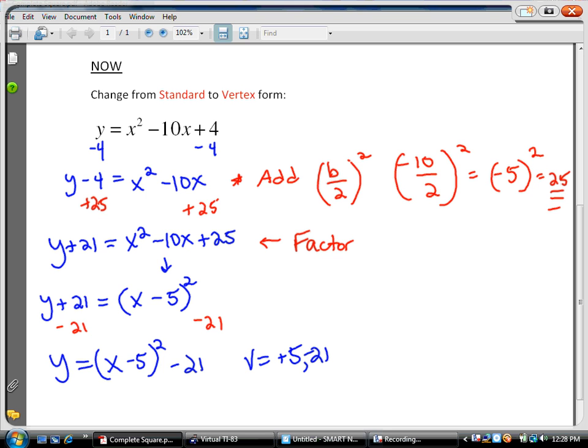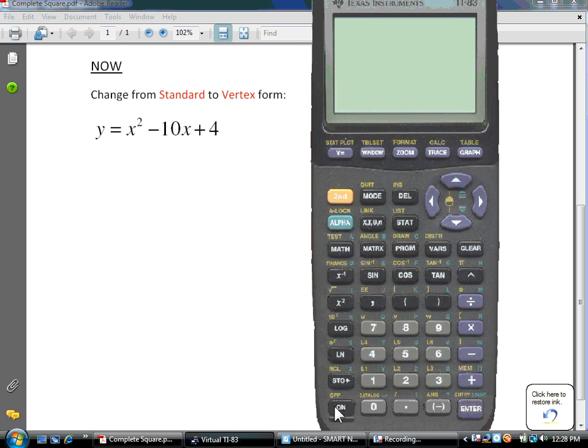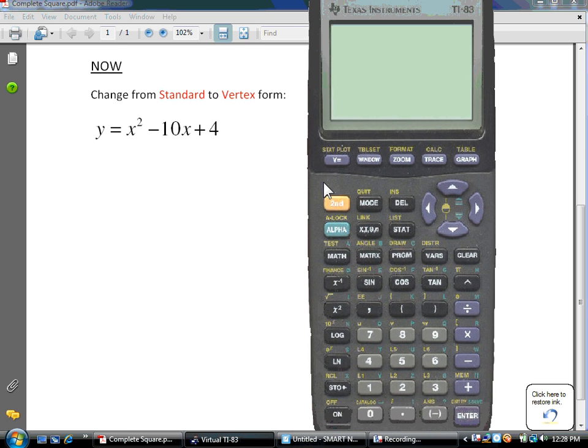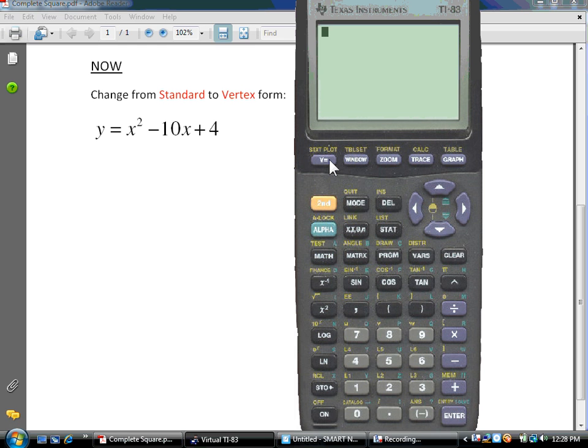Just to double check that, I have graphed it in my calculator, to make sure that you realize that we didn't change anything about the equation. All we did was write it in a different way. So I've graphed the original on my calculator, and you see there the line is. Again, there's our vertex of 5, negative 21.